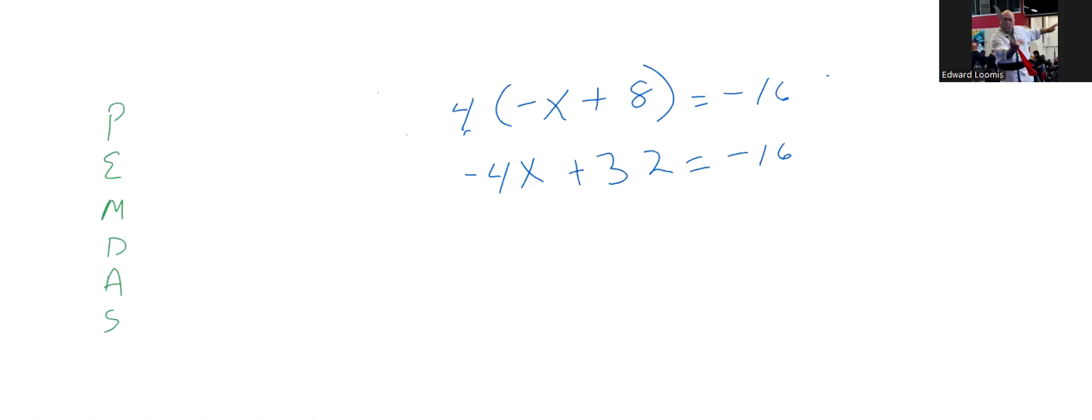So I see that I'm adding a positive 32, so I'm going to do the opposite. I'm going to put that negative 32 there. My positive and negative 32s cancel. So I'm going to be left with a negative 4x on the left, negative 16 plus negative 32. Signs are the same, so I add. 6 plus 2 is 8, 4 plus 1 is 4, and I just keep the sign. So that equals negative 48.